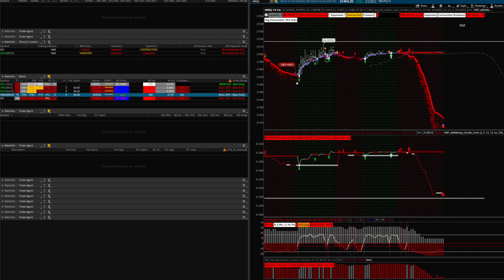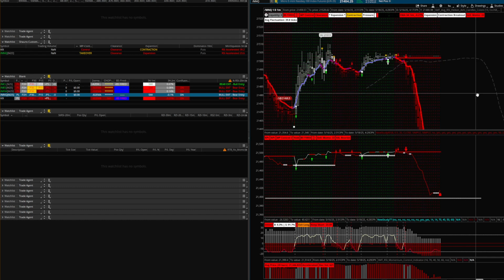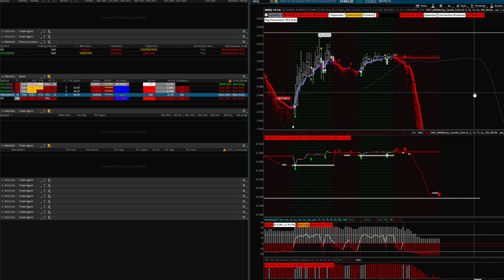Now look at this. Pay attention to this, because when you do your drill down to your lower time frames, you're going to see a lot more accuracy in the moves and what's happening with this process.